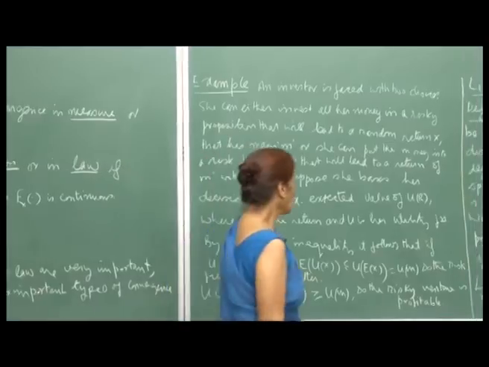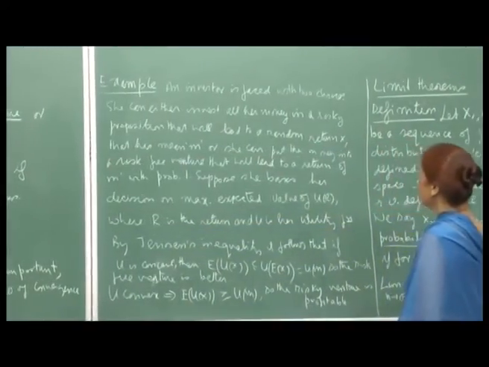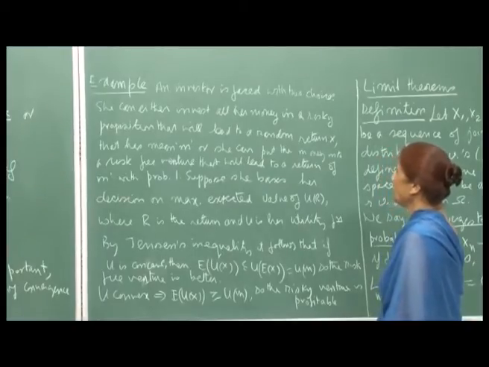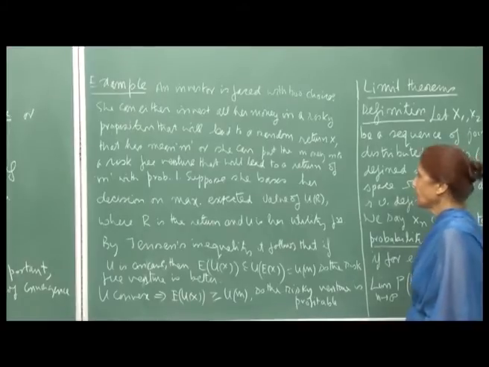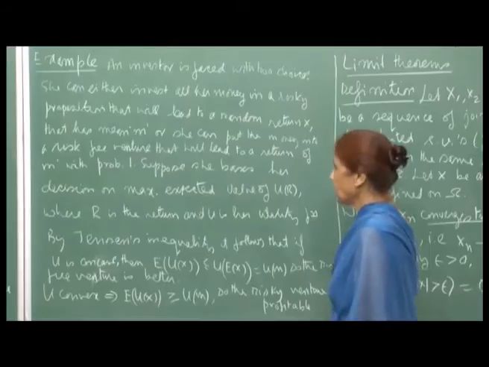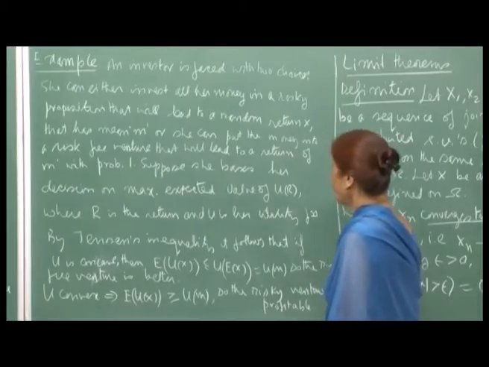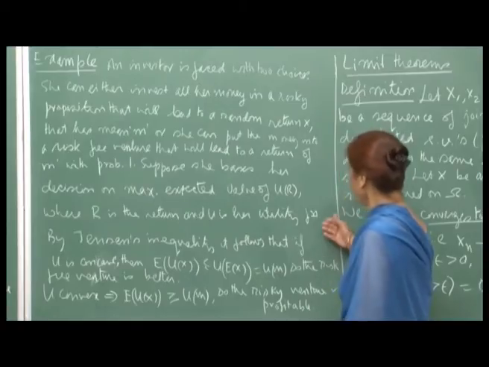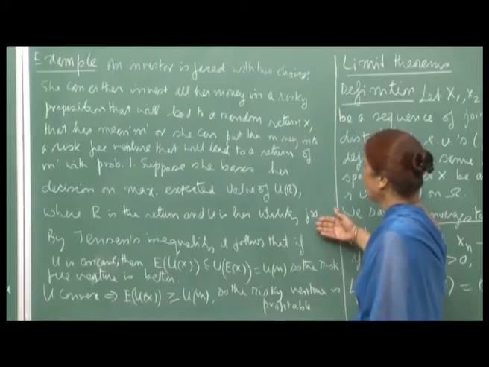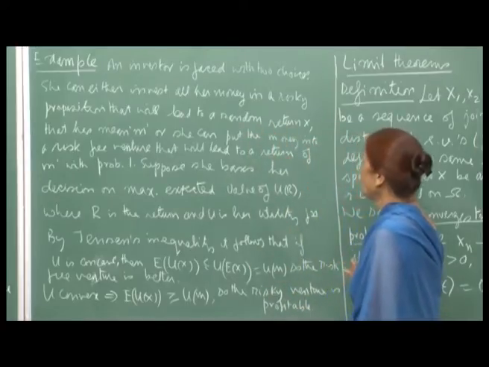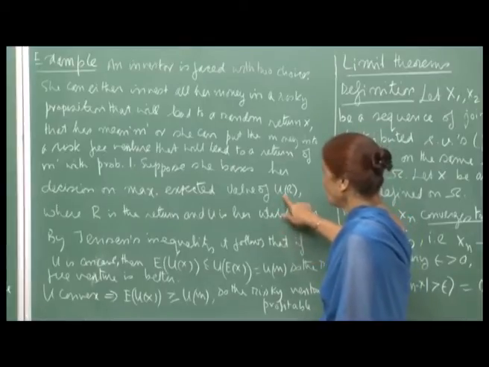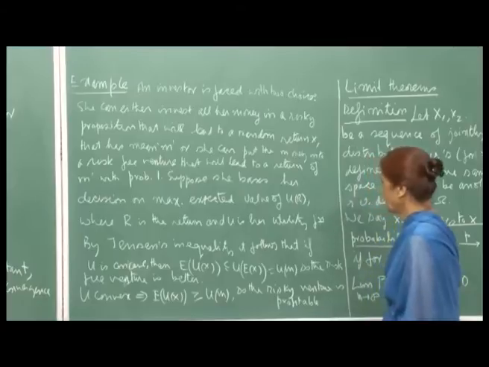An interesting example of the Jensen's inequality is that an investor is faced with two choices. She can either invest all her money in a risky proposition that will lead to a random return x that has mean m, or she can put the money into a risk free venture that will lead to a return of m with probability 1. So, these are the two choices she has, and suppose she bases her decision on maximizing the expected value of u(r), where r is the return and u is her utility function. By somebody's advice, she has decided that she will base her decision to invest, whether in the risk free venture or the risky venture, by maximizing the expected value of u(r), where r is the return function and u is the utility function.